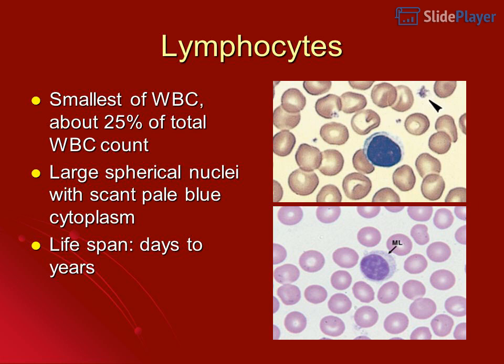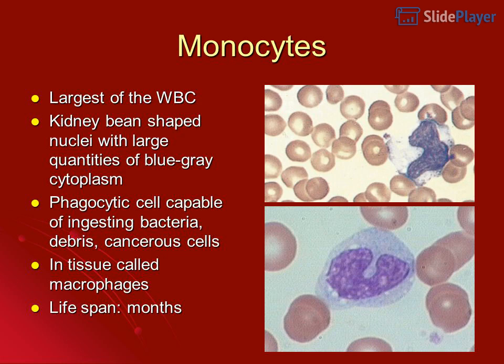Lymphocytes: smallest of the WBCs, about 25% of the total WBC count. Large spherical nuclei with scant pale blue cytoplasm. Lifespan, days to years.